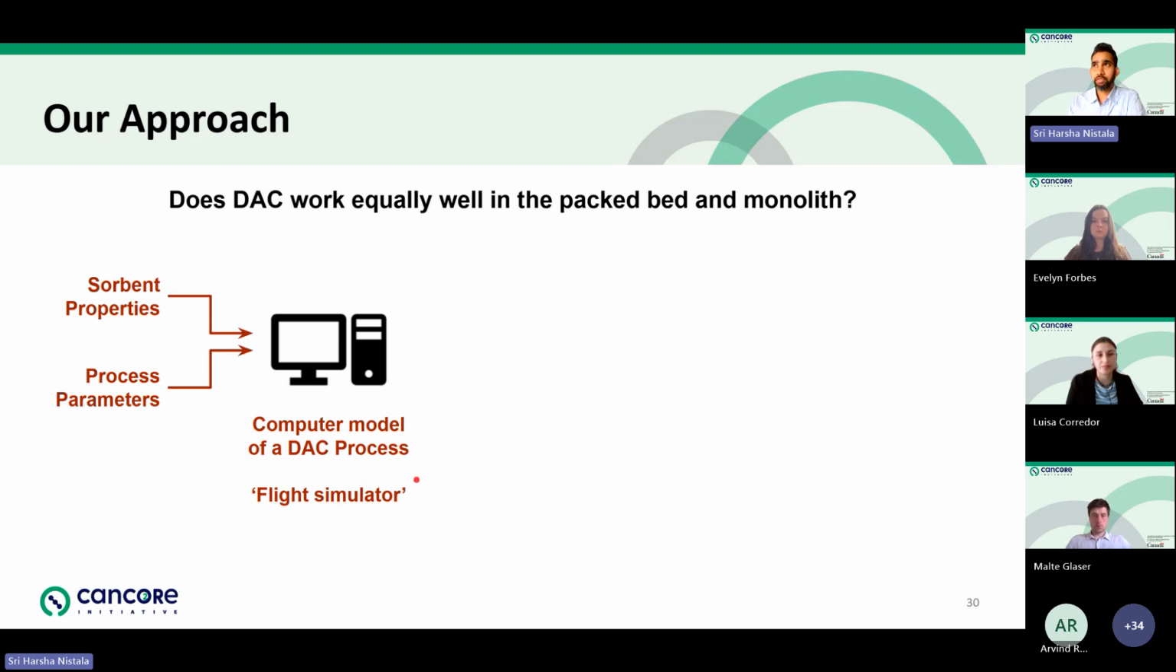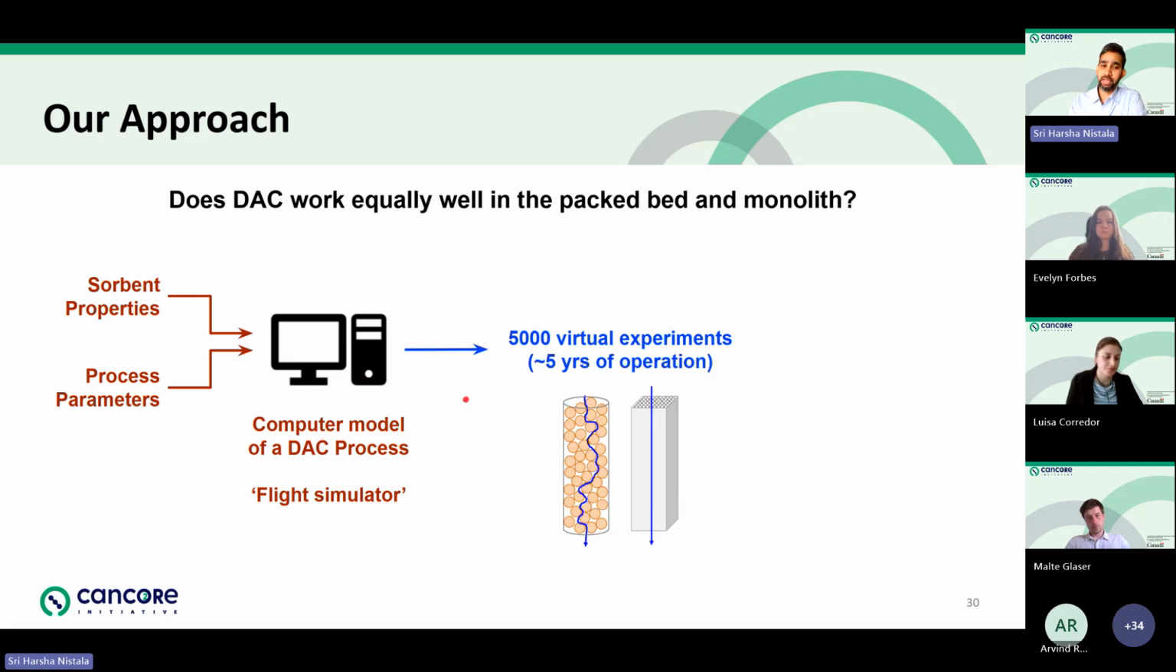So think of it as a flight simulator that can take properties related to the sorbent. It can also take different process parameters, for example, the flow rate of air, the temperature conditions, the flow rate of steam, and so on and so forth, and then run virtual experiments. So this computer model can run virtual experiments rather quickly. So we ran about 5,000 virtual experiments in each of the DAC vessels. This is equivalent to roughly 5 years of operation at different conditions in each of the vessels.